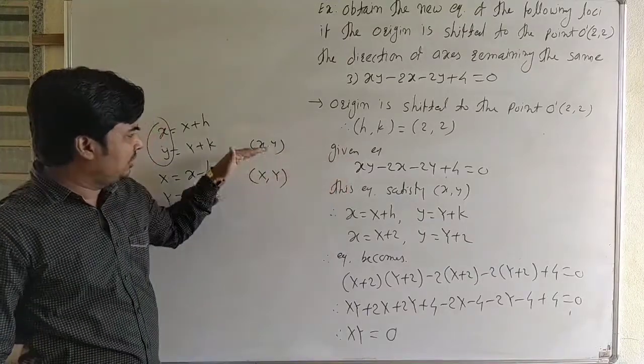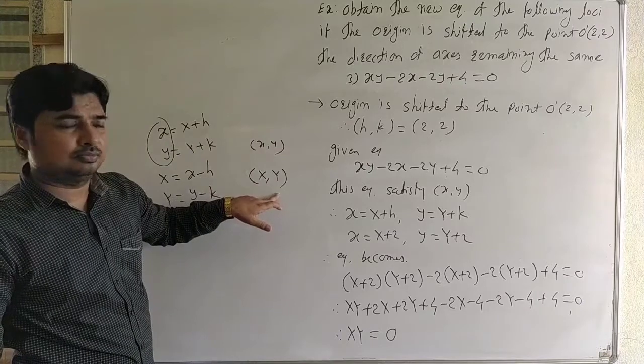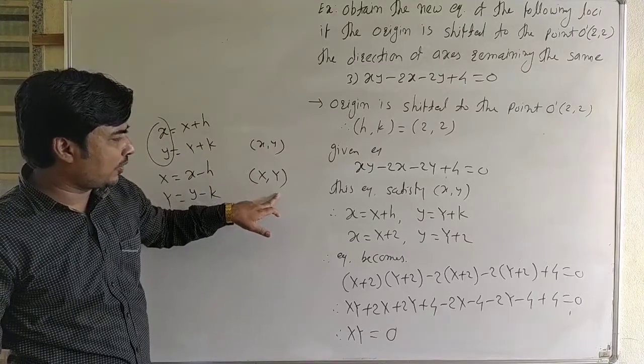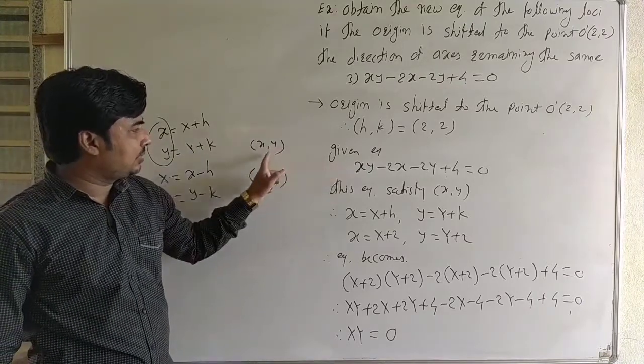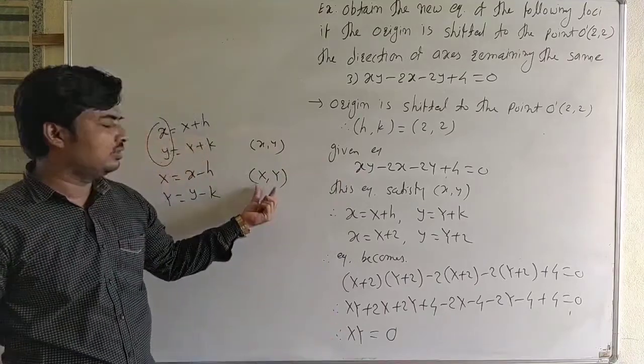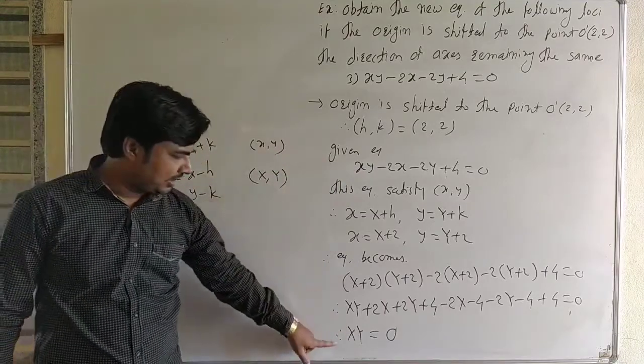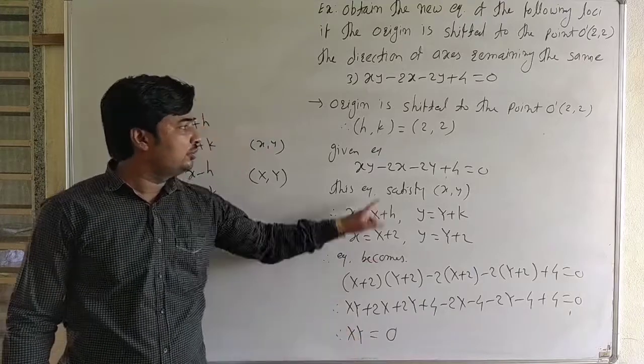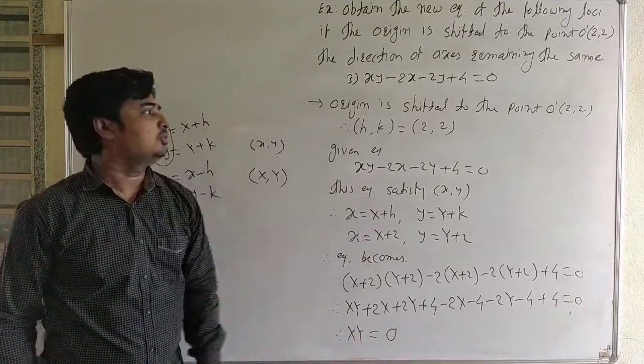When we shift the origin, the new coordinates of the point are capital X comma Y, and this new equation satisfies the capital X, Y, while the original equation satisfies x comma y. Okay, here X into Y equal to 0 is the new equation after shifting the origin. Okay, see carefully.